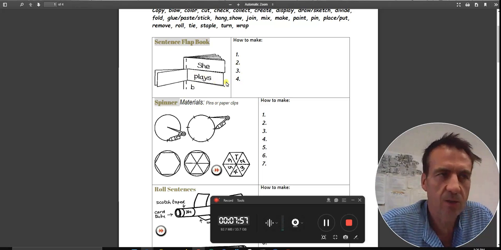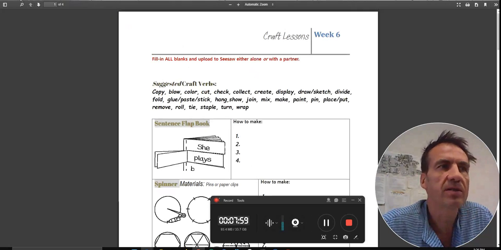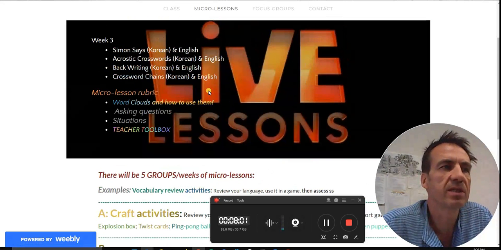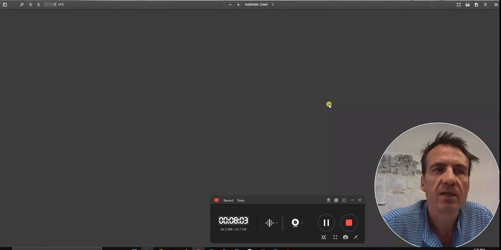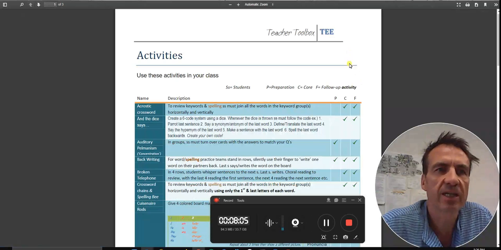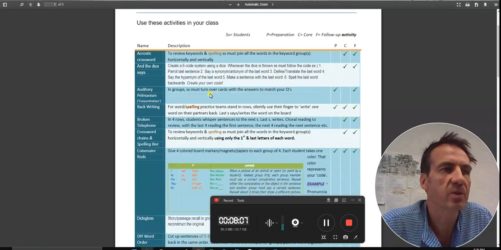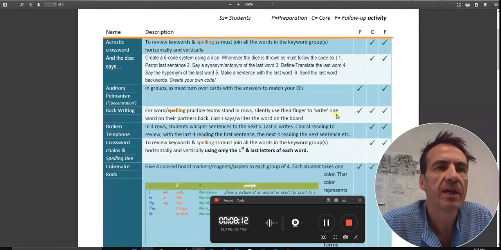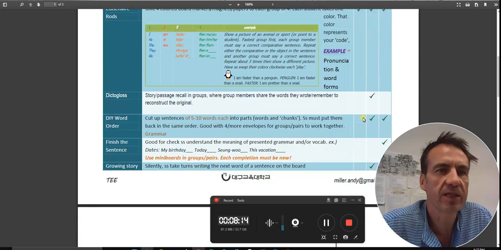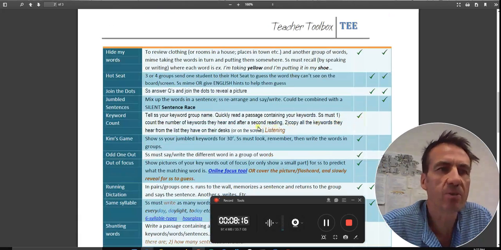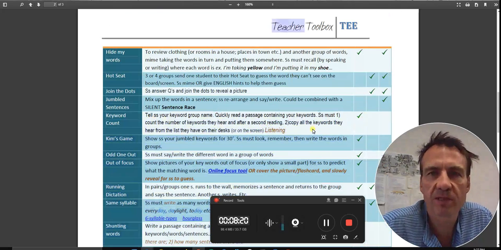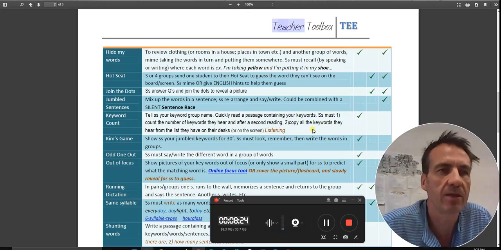The best way is to look at the teacher toolbox. And when you go to the teacher toolbox, there's a number of those that are checked with a P. So you could do it as cards, like here. You could do it as backwriting. What else have I got? Keyword count. So you read a number of different words and students have to count how many sports they hear.